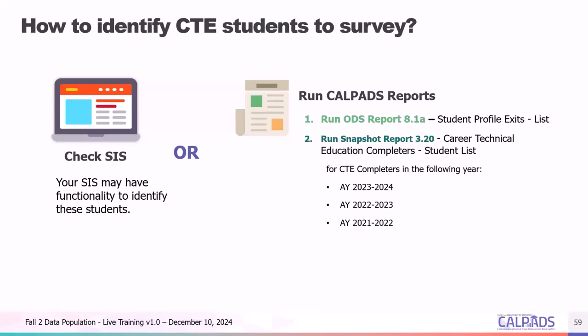And there are 2 reports that you'll need to run. The first thing that you'll need to find out is who your completers are. And this is done by running ODS report 8.1A for academic year 2023 to 24 to determine the students who completed high school last academic year. But within that set of high school completers, you'll also need to determine who your CTE Pathway completers are.